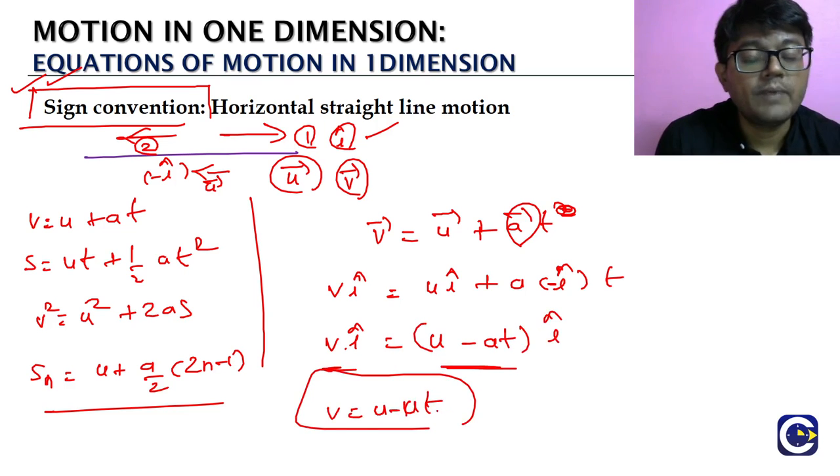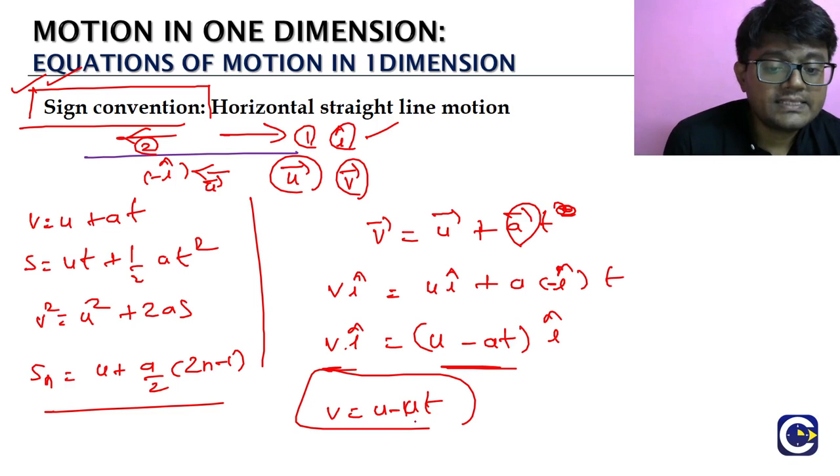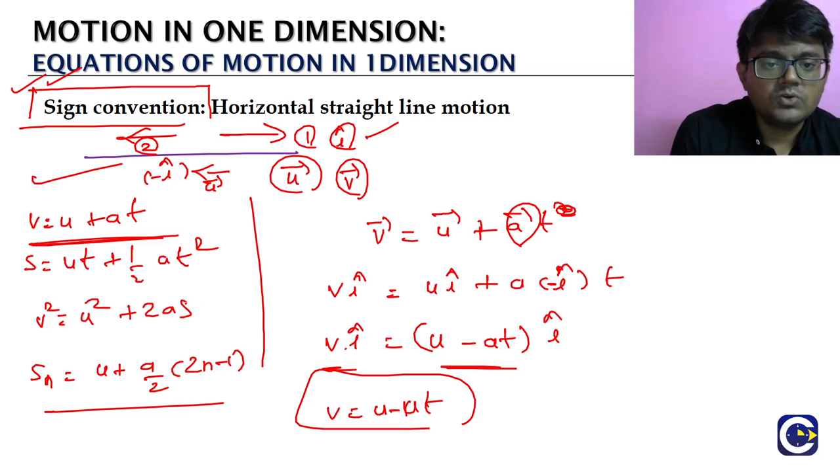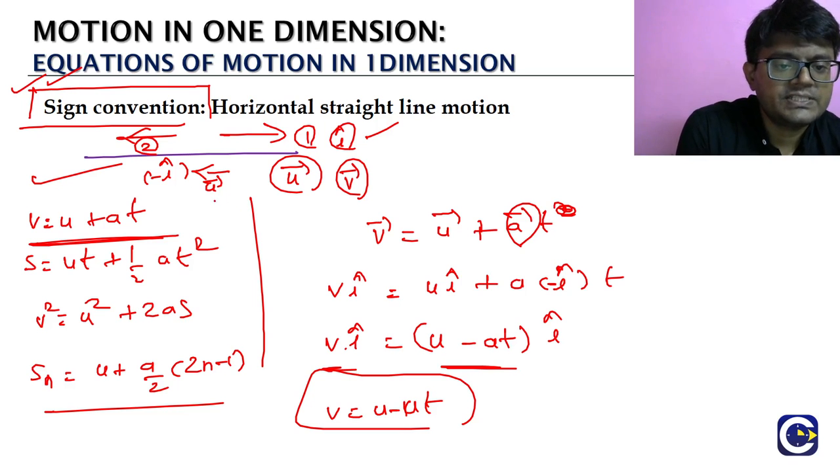V is equal to what? U minus at. So what we are essentially doing is, the acceleration is in the opposite direction, which means in this equation, what is the equation we have got? V is equal to u plus at. Let us say, for example, the acceleration is 2 meter per second square, in the opposite direction.